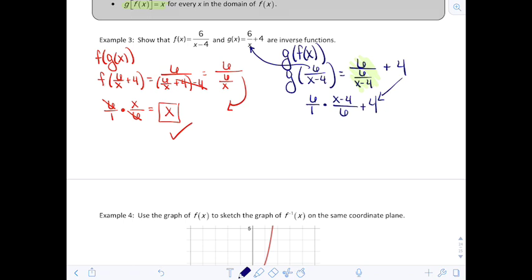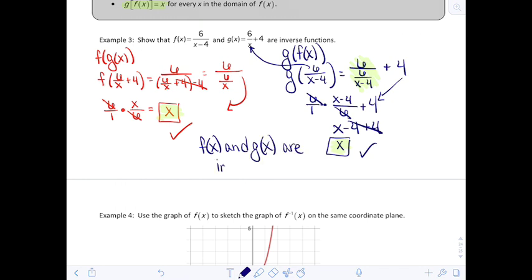Can't forget about that. As I do my multiplication, the 6's are going to cancel, and I'm left with x minus 4 in the top and then plus 4. Those cancel, and I'm left with x. So when I did the composition both ways, the key is that I got x, and this tells me that f of x and g of x are inverses. And the composition is what proves that.